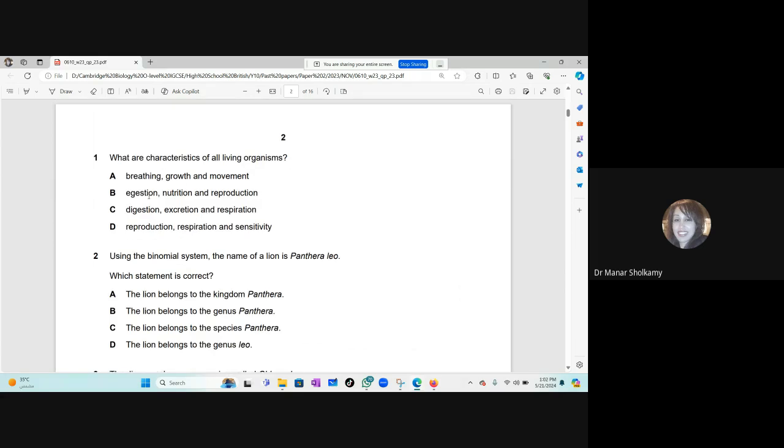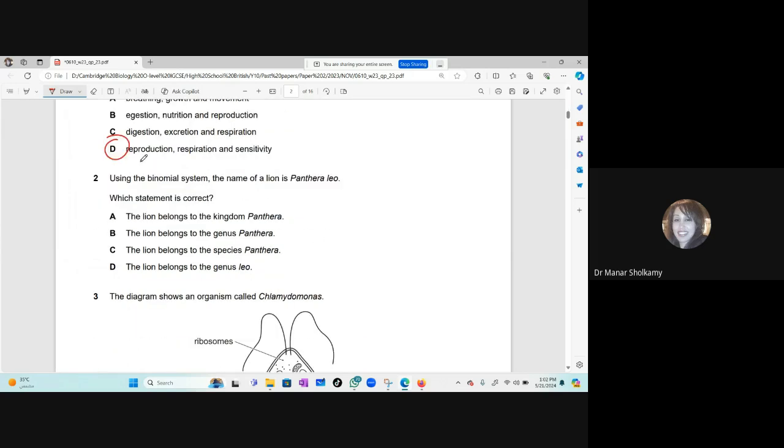Breathing, growth, and movement; digestion, nutrition, and reproduction; digestion, excretion, and respiration; reproduction, respiration, and sensitivity. D. Yes. Okay. This is always the first question, by the way. So don't forget to study the characteristics of life. And the binomial system is always also question number two.